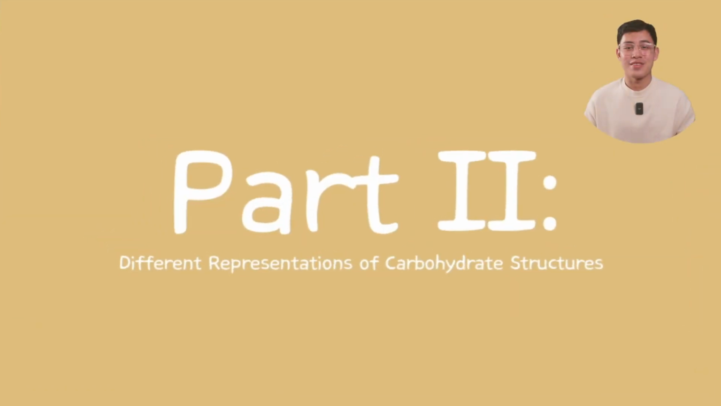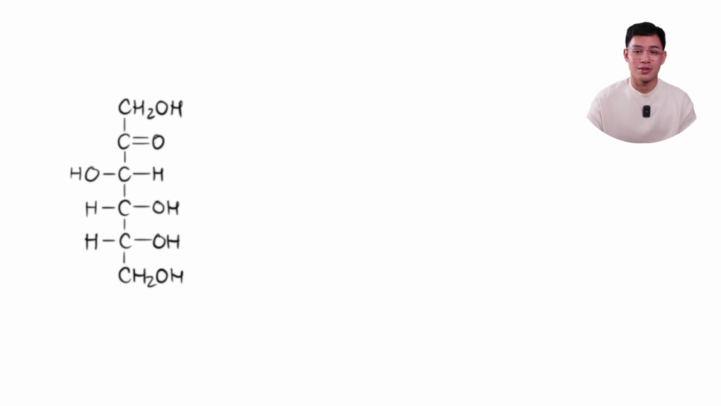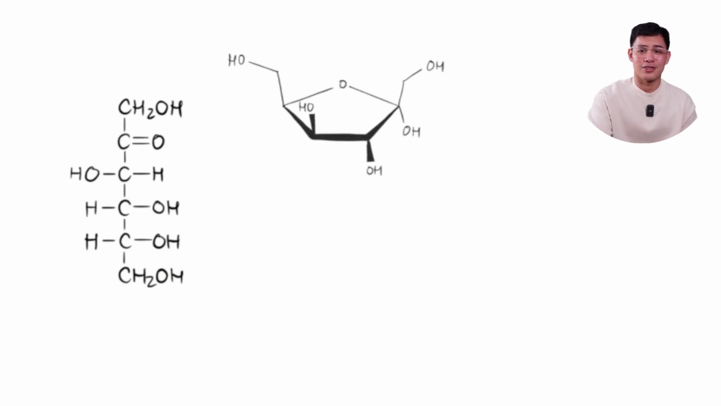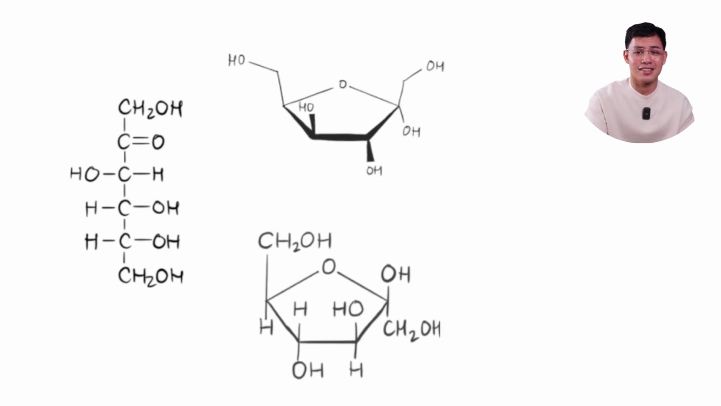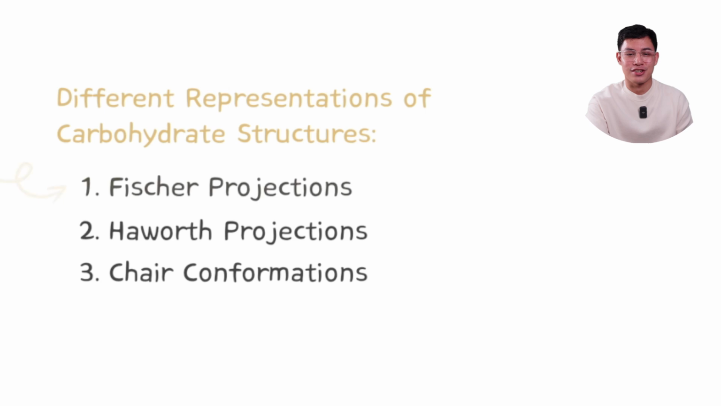Okay, so we've now made it to the second part of our discussion, which is all about the different representations of carbohydrate structures. The reason why we have this is because this is D-fructose. But this is also D-fructose, and this is also D-fructose. So clearly there are different ways for us to draw the structures of carbohydrates, and we're going to focus on that now, starting with our Fischer projections.